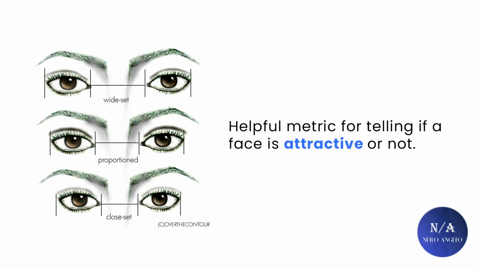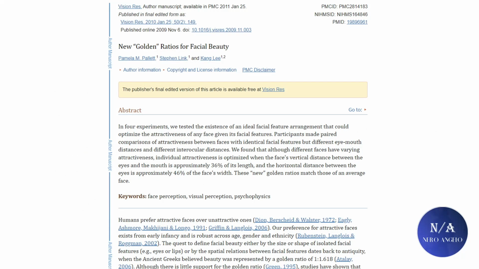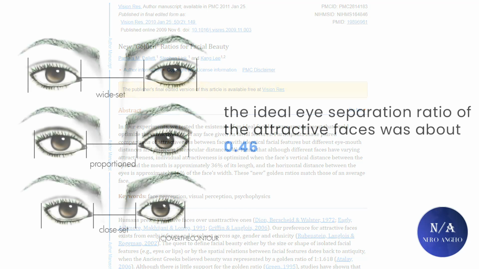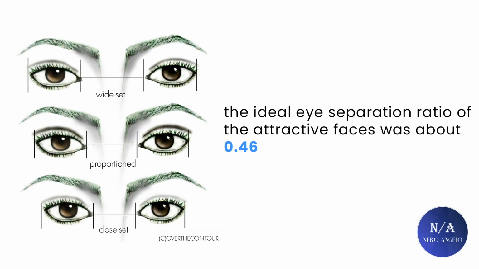On top of that, there are research papers that study the claims of the ideal ES ratio. For example, this study by Pallett in 2010 analyzed a certain image. The researchers modified the image to different proportions. Then they studied how people reacted to the images and which one looked the most attractive to most people. As it turns out, the ideal eye separation ratio of attractive faces was about 0.46, a number that is within the normal range for the ES ratio.